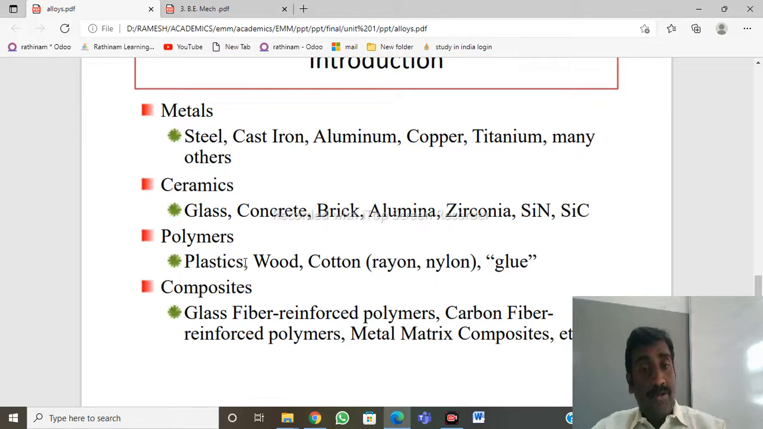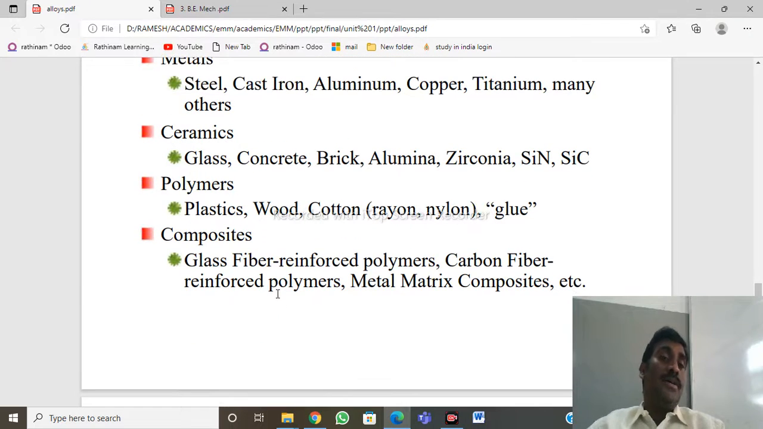Polymers are further classified into plastics, wood, cotton, and glue. Cotton is further classified into rayon and nylon, which can be described later. And the last classification is called the composites.